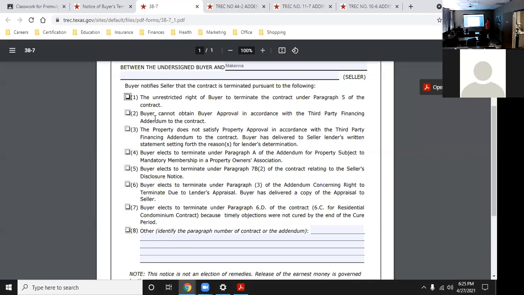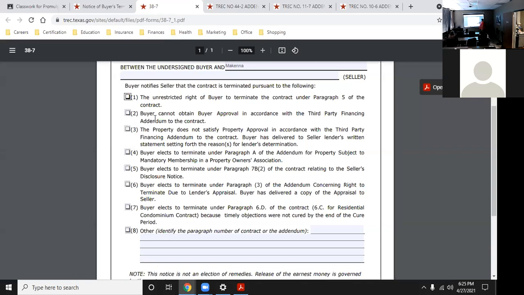The buyer elects to terminate under paragraph 3 of the addendum concerning right to terminate due to lender's appraisal. This would be if I go under contract at $300,000 and then an appraisal comes back and says the property's only worth $275,000. The lender will refuse to give me the loan because the appraisal did not match up to how much I want for the property. I'm asking for too much. The property's not worth what I'm asking for. It's worth less. So basically, the lender will refuse to give me the loan at that much.